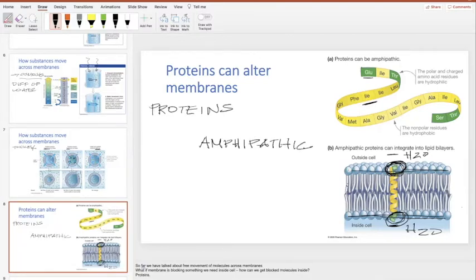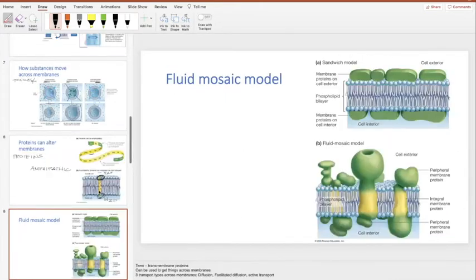Okay, so let's talk a little bit more about inserting some proteins into this membrane to help do some of the work of the membrane. Oops, there we go. All right, maybe you remember from high school something called the fluid mosaic model. Now let me back up and tell you a little bit of history.